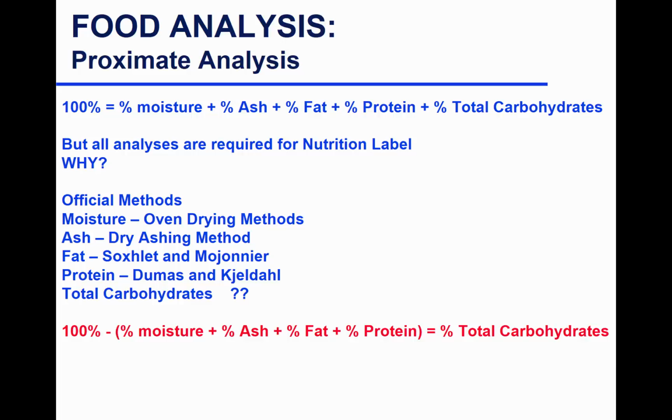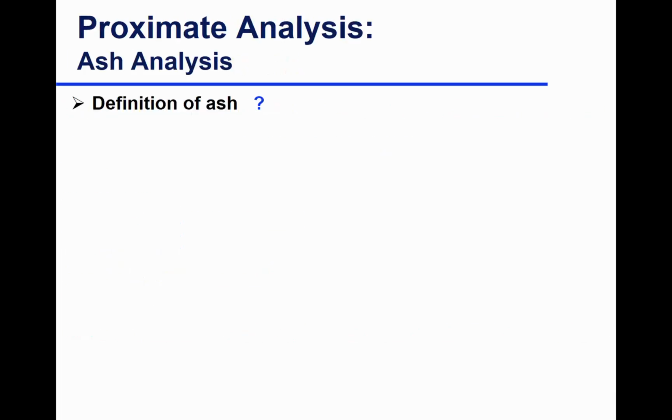Well, that's basically summing it up to get the equation where you get total carbohydrate. All right, so that's your proximate, and so far you've studied moisture analysis. So now we're going to talk about ash. On Wednesday we'll talk about fat, on Friday protein, and then that would be it for proximate analysis.